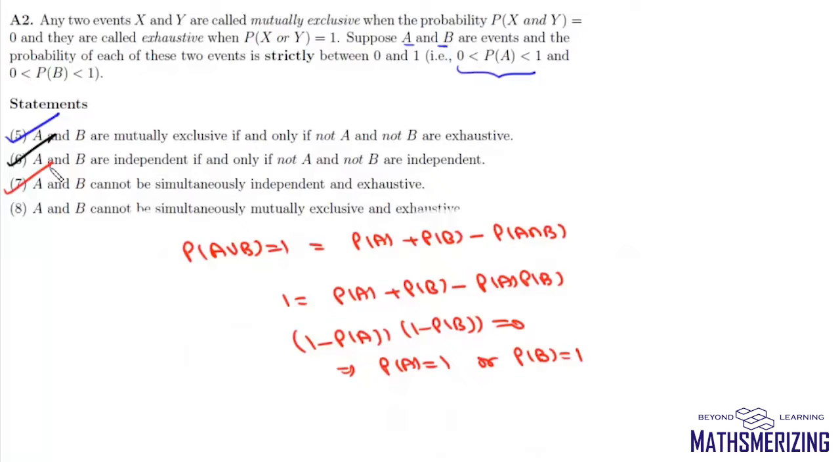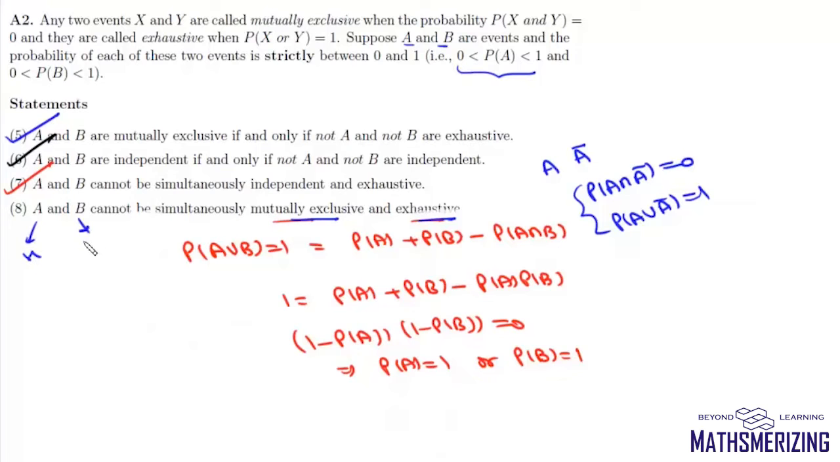Now statement 8 is A and B cannot be simultaneously mutually exclusive and exhaustive. Now this is not true. Basically when we talk about complementary events A and A naught, we know that probability of A intersection A naught is 0, and probability of A union A naught is 1. So for an event and its complement, this condition is always true. Two events A and B can be mutually exclusive as well as exhaustive. Say for example, tossing a coin. If A is getting a head and B is getting a tail, then both these events are mutually exclusive and exhaustive. That means this option 8 is incorrect.